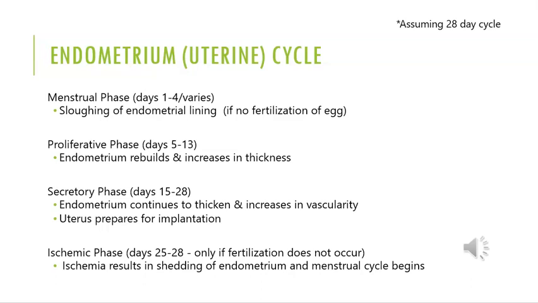The very last 3 days of the cycle, assuming a 28-day cycle, so days 25 through 28, is known as the ischemic phase. This only occurs if an egg is not fertilized. If an egg is not fertilized by a sperm, inadequate blood supply to the endometrium actually causes the blood vessels to rupture, and the uterine lining will start shedding. And when it starts shedding, we move back into that menstrual phase.